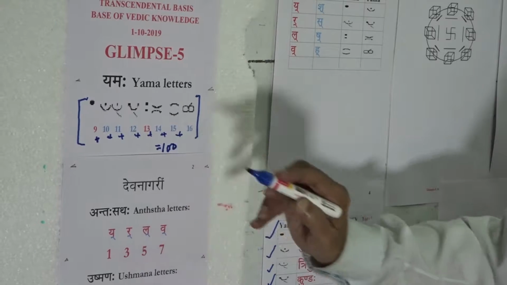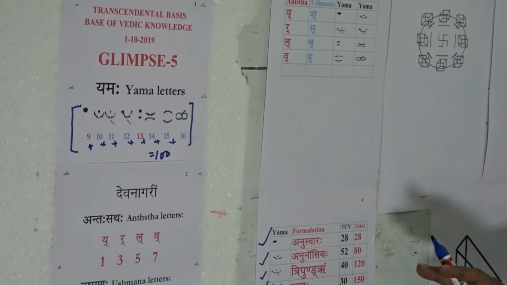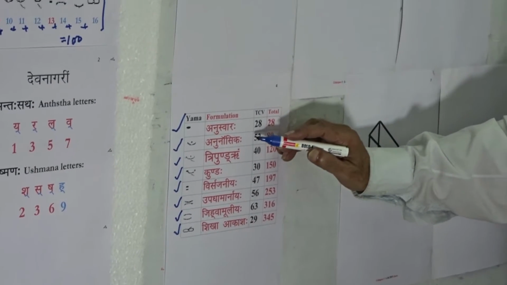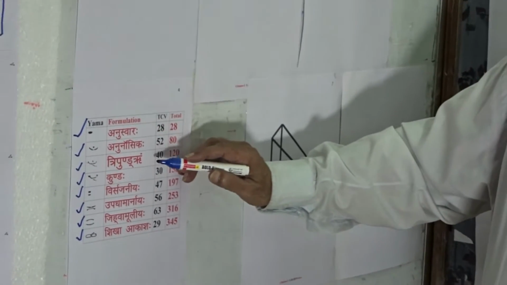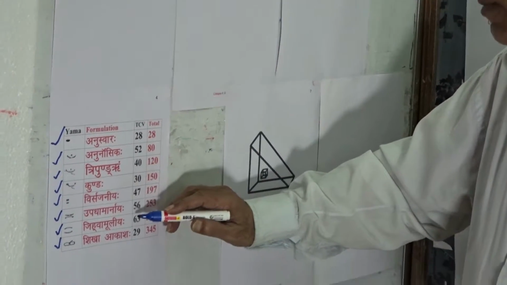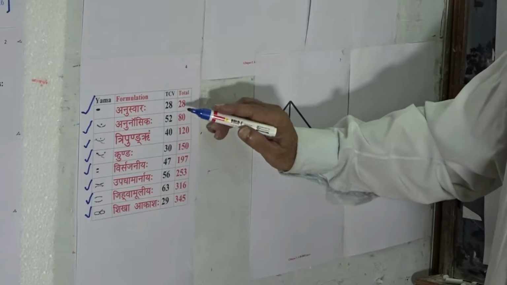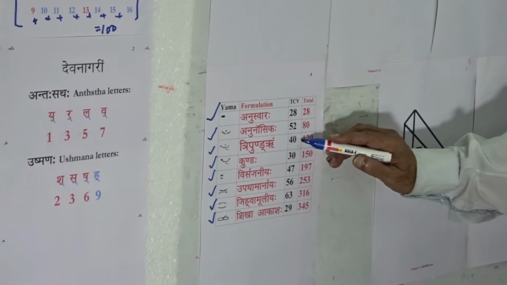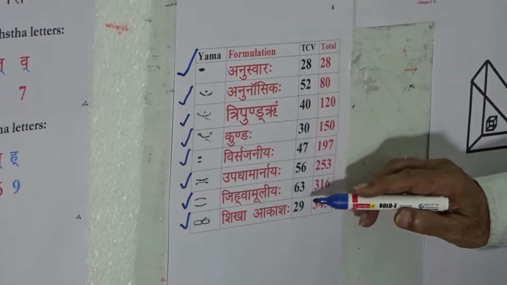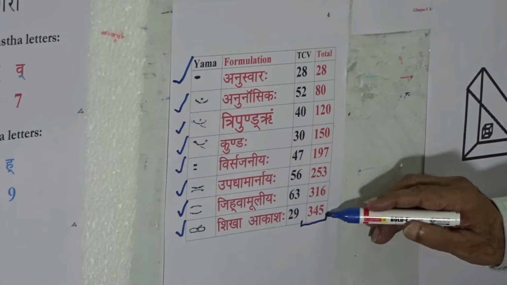However, the formulations of designations of these 8 Yama letters, namely Anuswara, Anunasik, Tripundram, Kund, Visarjaniya, Updhamaniya, Jivamulya, Shikha Akash, are having TCV values 28, 52, 40, 30, 47, 56, 63 and 29, making grand summation value 345.